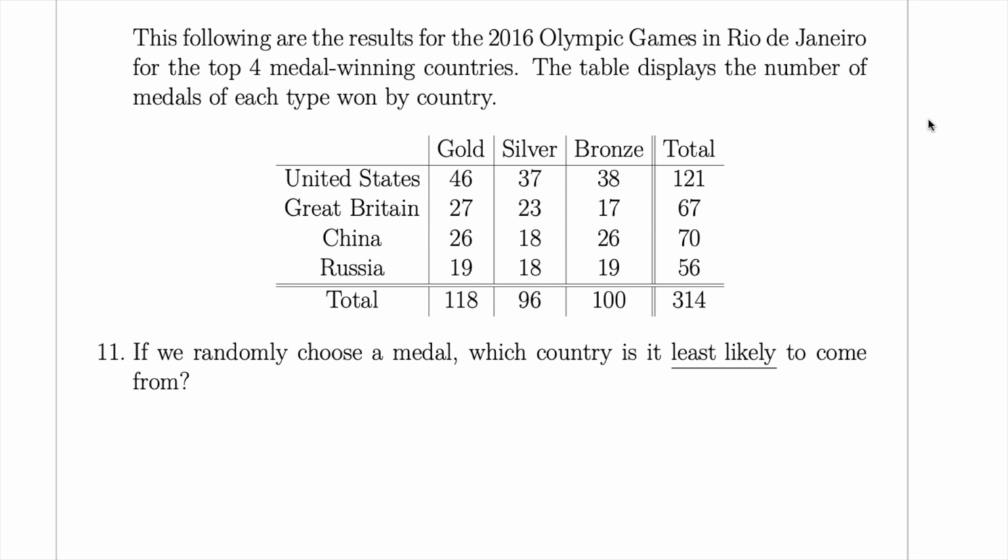So starting with 11, we have questions related to this two-way table showing us two variables related to the 2016 Olympic Games. Which country won a particular medal and what was the type of medal? Was it gold or silver or bronze? And in number 11, we're asked if we randomly choose a medal, which country is it least likely to come from? That's the same thing as saying overall, which country has the least number of medals from this data. Russia had the fewest medals overall, so if you picked a medal at random, it's least likely to come from Russia.